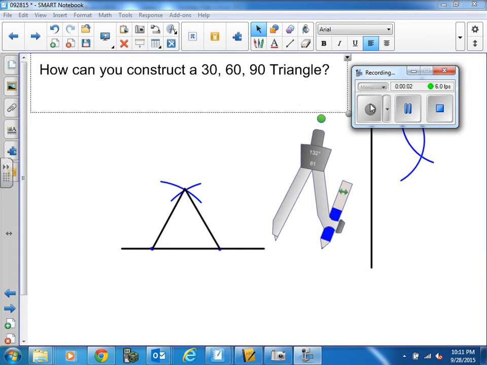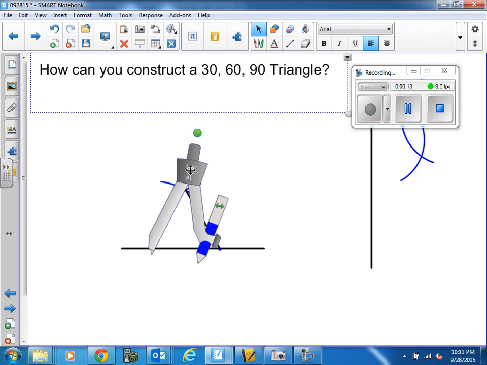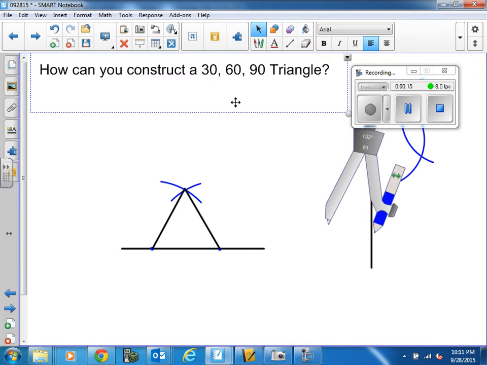All right, I'm going to go over a couple of the bonus questions that we had on the test this past Thursday, September 24th. That doesn't really matter, but we had two bonus questions. One of them was, how can you construct a 30, 60, 90 triangle?